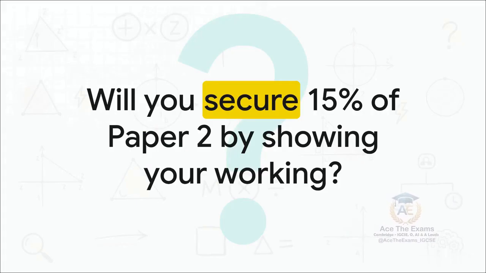So I leave you with this ultimate provocative question. Will you secure that massive 15% of paper 2 by meticulously showing your working and orchestrating your arguments? Or will you let a simple formatting trap or a missed command word cost you your target grade? The blueprint is entirely in your hands now. How will you execute it?